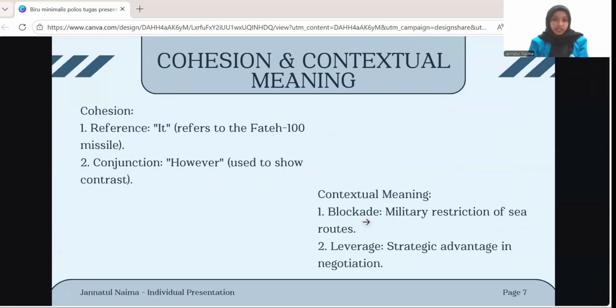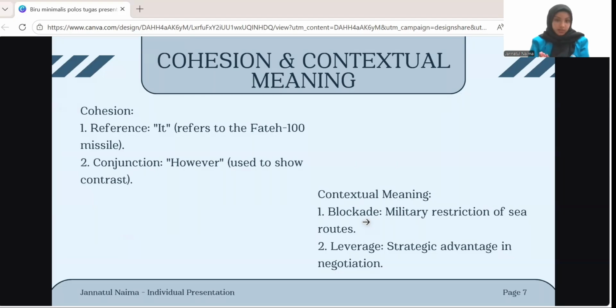Next, cohesion and contextual meaning. In cohesion, the reference refers to the Fateh 100 missiles. And for conjunction, however is used to show contrast. In contextual meaning, first is blockade, a military restriction of sea routes. Second, leverage, a strategic advantage in negotiation.